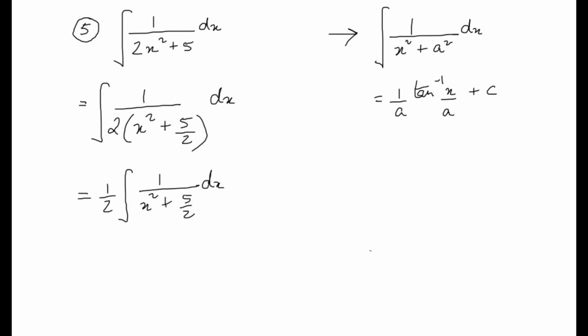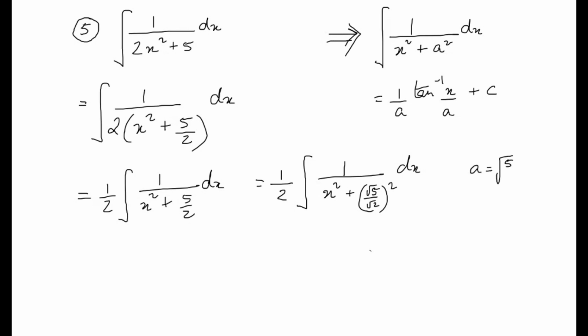Now if I wanted to write it so that it looks like this standard form here, this is so that we can identify the a. I can write it as integral of 1 over x squared plus, the 5 by 2 is a squared term. So we can write it as root 5 by root 2 the whole squared dx. Right? So what we have here is a is root of 5 by 2. And now we can apply the formula.